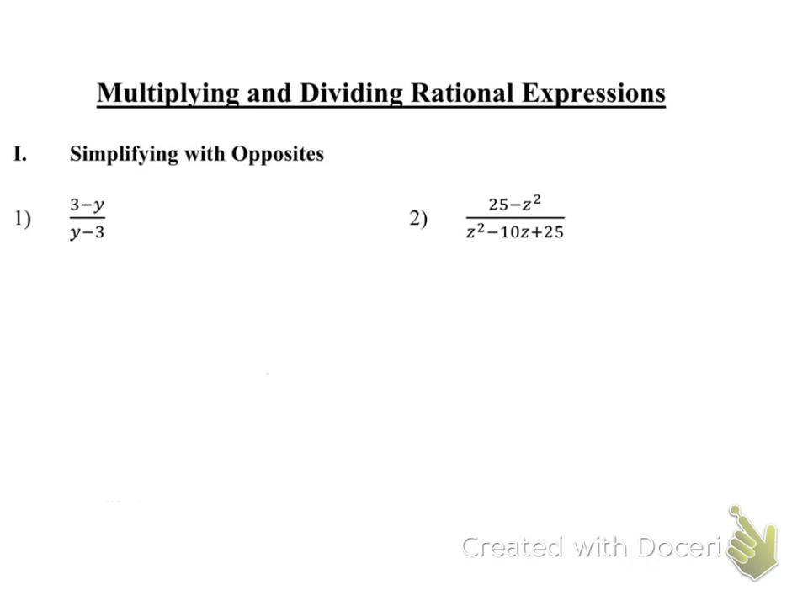Okay, now we're going to try multiplying and dividing rational expressions. So it's still a lot of simplifying. We're just adding a few operations to it. Before we start off, take a look at simplifying with opposites.